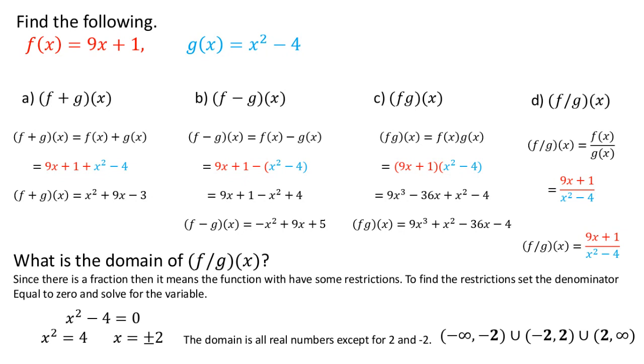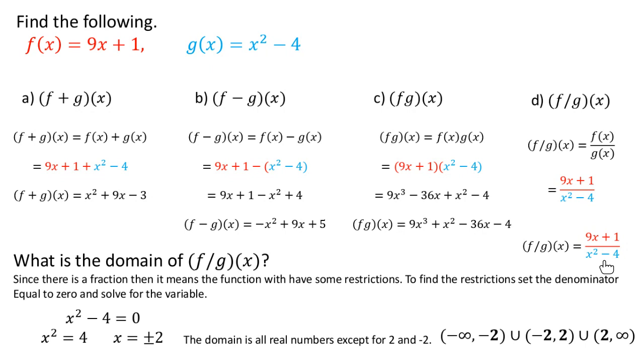So let's ask on your homework, and this comes directly from your homework. After they tell you to do these basic operations, they ask you to find the domain of function f divided by function g. Because this is a fraction, we're going to have a restriction, and the restriction for all fractions is that we never want the denominator to be equal to 0, because if we have 0 as a denominator for a fraction, we all know that this is undefined.